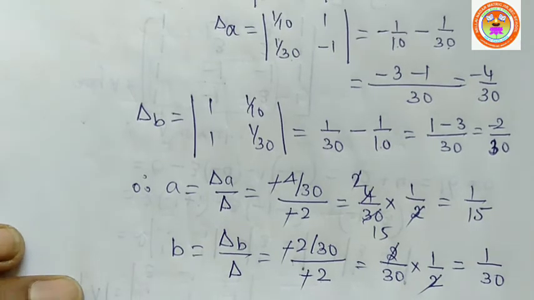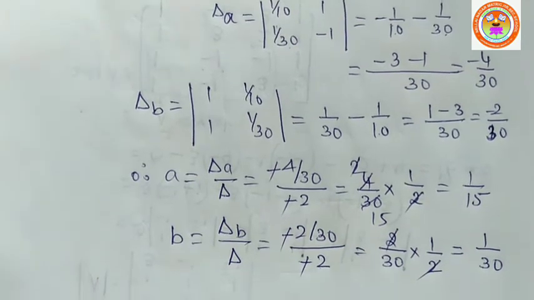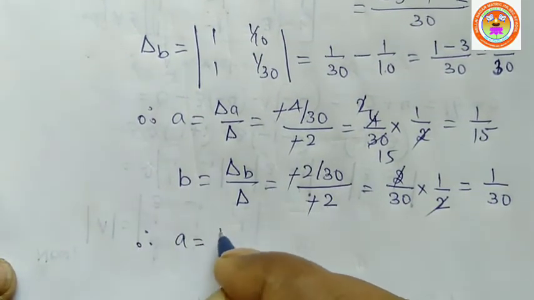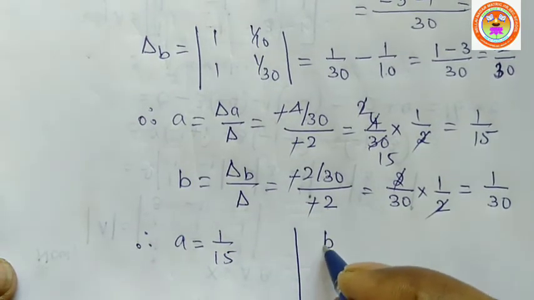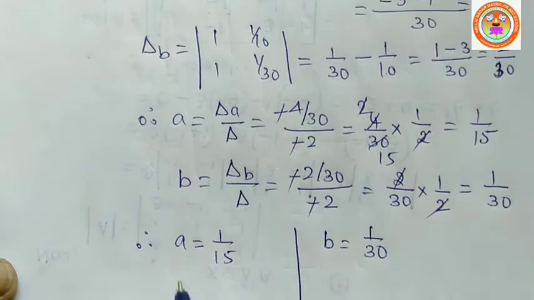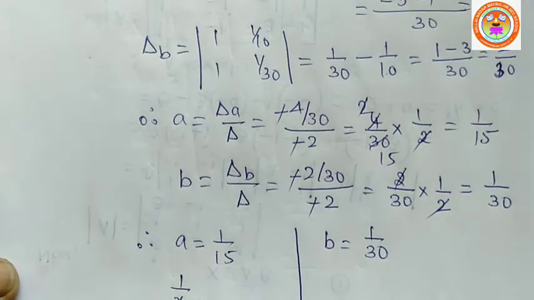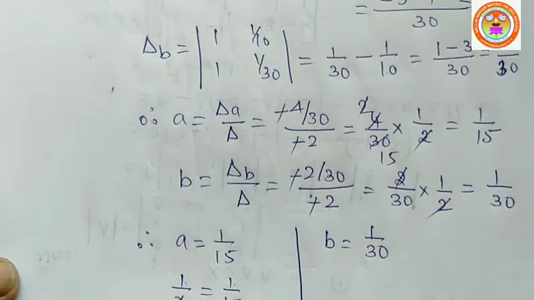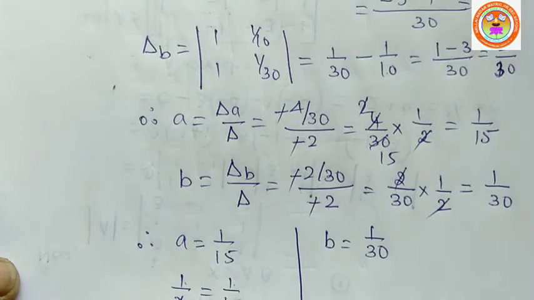Now we are going to convert this value A and B in terms of X. A is equal to 1 by 15. B is equal to 1 by 30. What is A? A is 1 by X. Already we took A as 1 by X and B as 1 by Y. So 1 by X is equal to 1 by 15. If you are cross multiplying 1 into X, 1 into 15, 15. X is equal to 15. Either we can take reciprocal or we can just cross multiply. Both ways will get the answer.